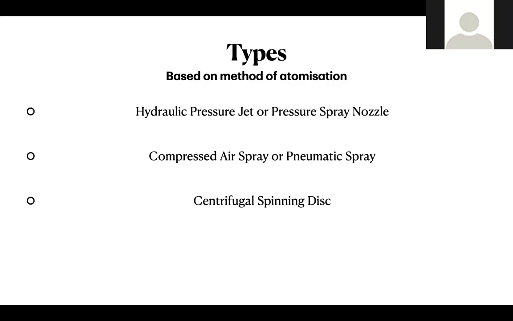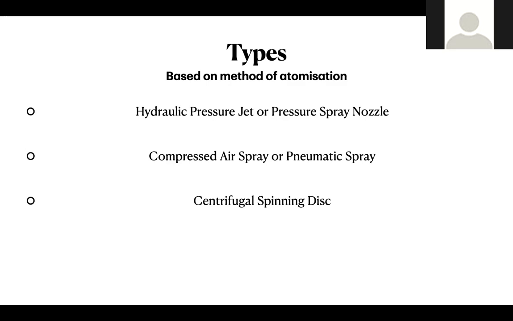Then comes compressed air spray or pneumatic spray. As you can get from the heading, compressed air is used in such kind of spray drying technique. Compressed hot air is used. And the last one is centrifugal spinning disc. As you can understand, there is a disc which spins and there is a centrifugal force, a force which starts from the center and moves out towards the outer corner of the disc. Okay, centrifugal force plays an important role in this type of drying. The centrifugal spinning disc is the most popular way of spray drying products. Why and how, we will discuss it later on.